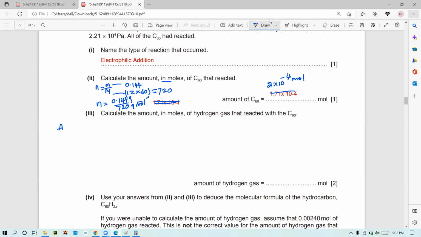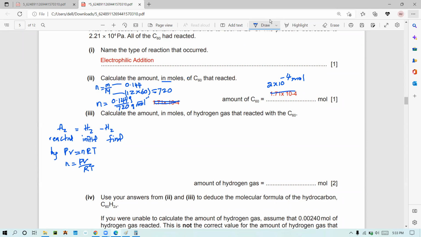Hydrogen reacted, H2 reacted, is equal to H2 initial minus H2 final. When you want to find out the moles of a gas, by PV is equal to nRT, n is equal to PV over RT.